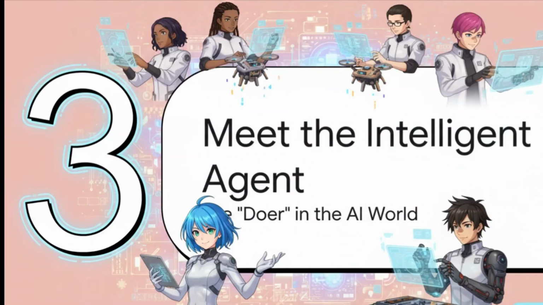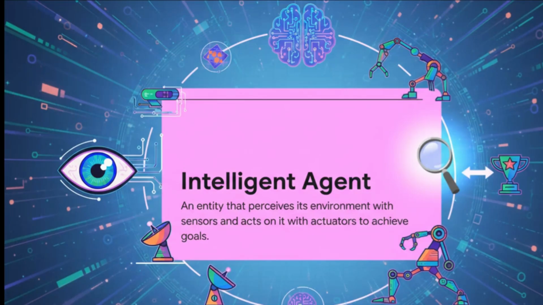Okay, so if AI is the brain, what's doing the actual work? Well, for that, we need to meet the core concept in AI, the intelligent agent. This is the thing that actually gets stuff done. It sounds complicated, but it's really not. An intelligent agent is just something that can observe its surroundings and then take action to get what it wants. It sees, it decides, and it does. And it's made up of a few key parts.